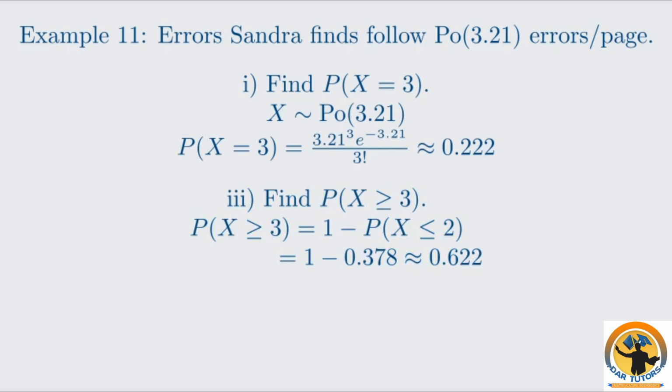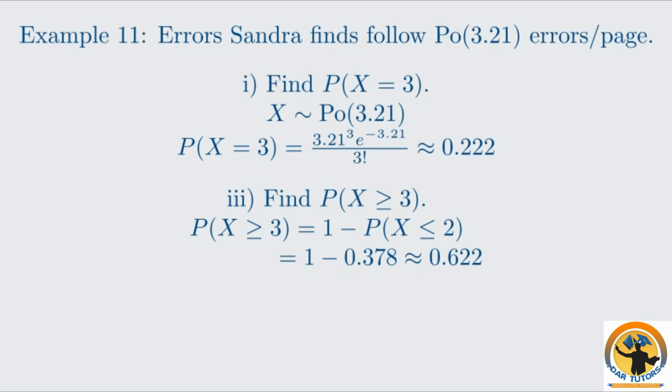Part A(iv) introduces conditional probability. We need to find the probability of exactly 3 errors given that there were at least 3. Using the formula P(A given B) equals P(A and B) over P(B). This is P(X = 3) over P(X ≥ 3). We plug in the values we already calculated.